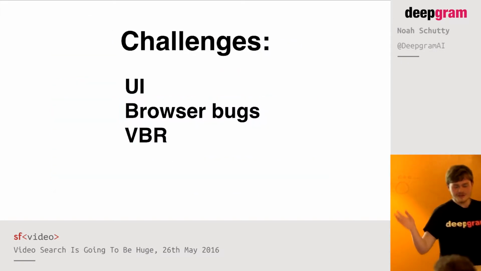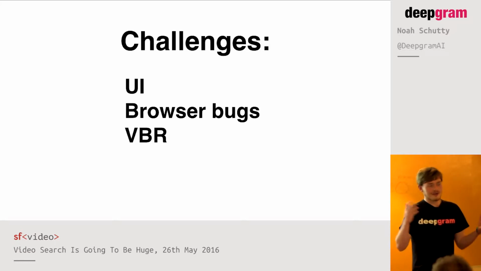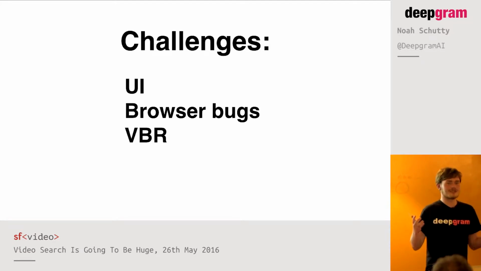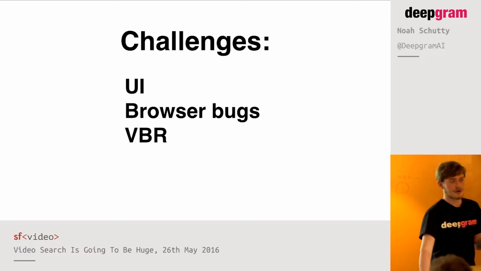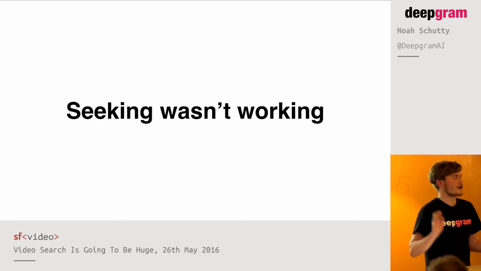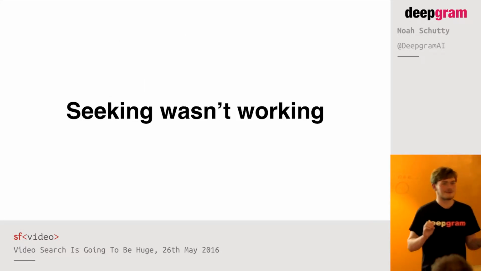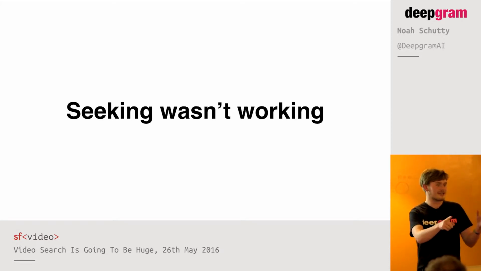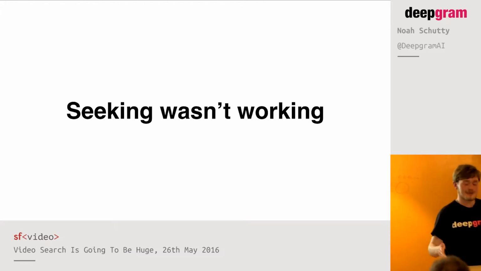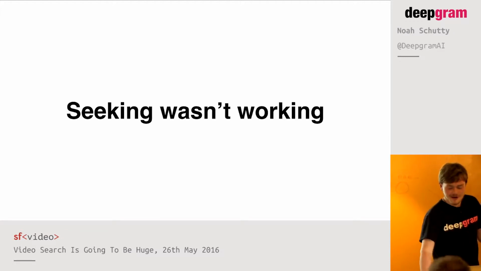So some challenges we ran into when we were making this, there's a whole new set of UI challenges because video search is not something that's been fully explored yet. And we ran into a lot of browser bugs, especially related to variable bitrate encoding. Seeking doesn't work in browsers for video. You can try and set current time equals 10 seconds, that'll work pretty well. But if you try to set it to be like 600 seconds, it may jump to 620 seconds. It may jump to 580 seconds.